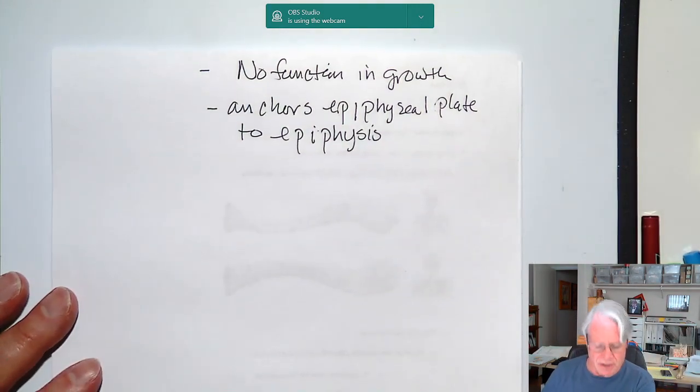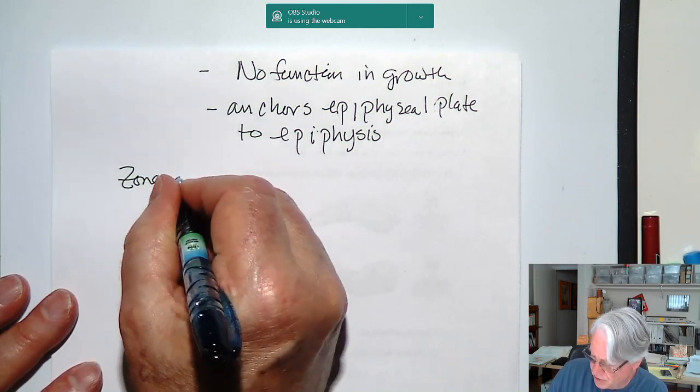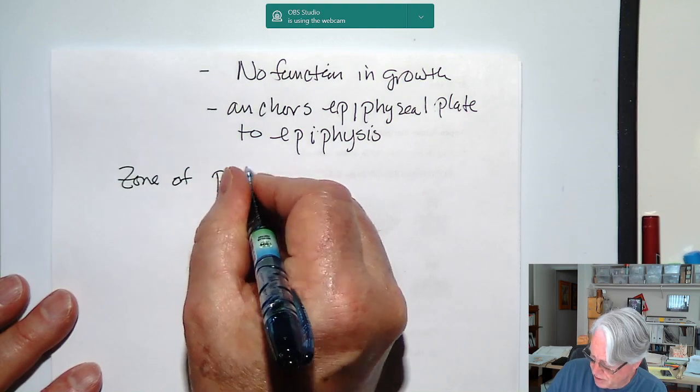The next zone is the zone of proliferating cartilage.